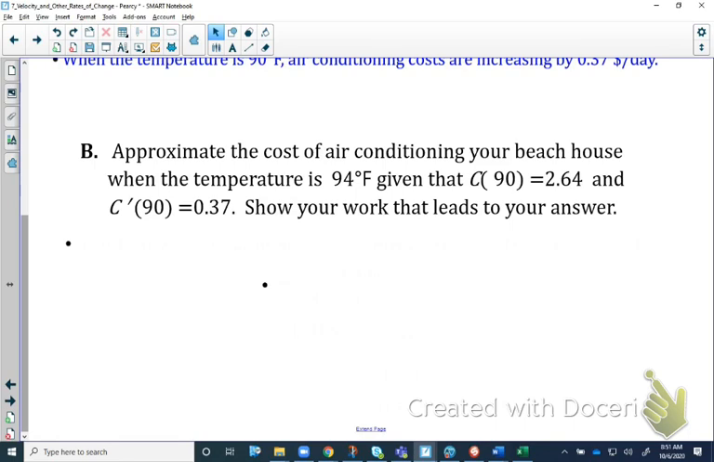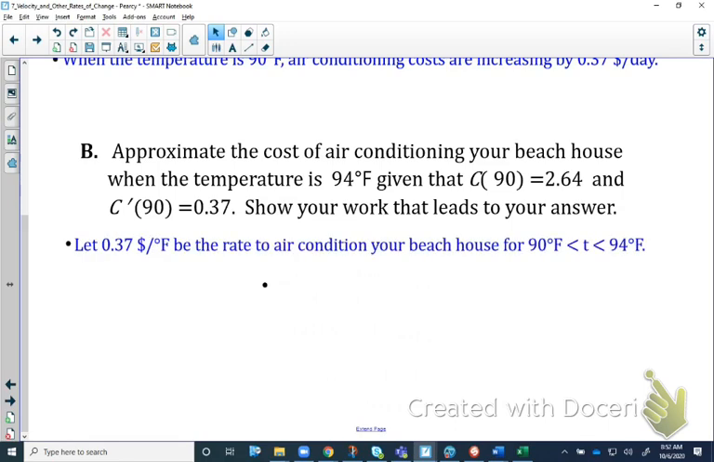Here, example B, approximate the cost of the air conditioning for your beach house when the temperature is 94 degrees, given that at C of 90, if the temperature is at 90 degrees, it costs $2.64 to run your air conditioner for that day. And C prime of 90 shows you that it's increasing at a rate of 37 cents per day for every degree above 90 degrees. So here, 37 cents is what we're looking at for our increase between 90 degrees and 94 degrees.